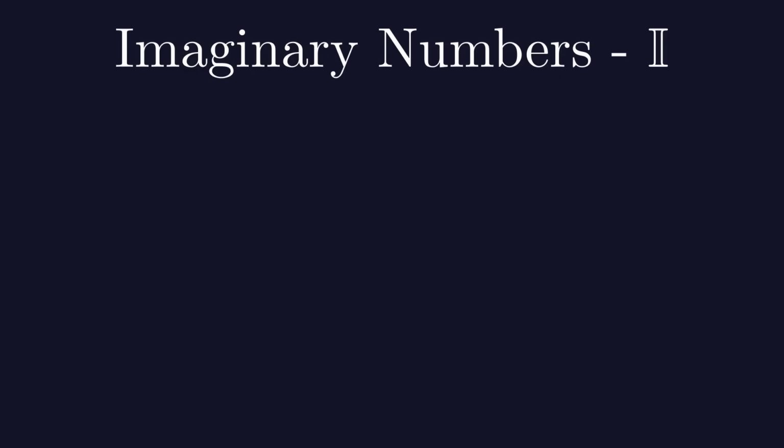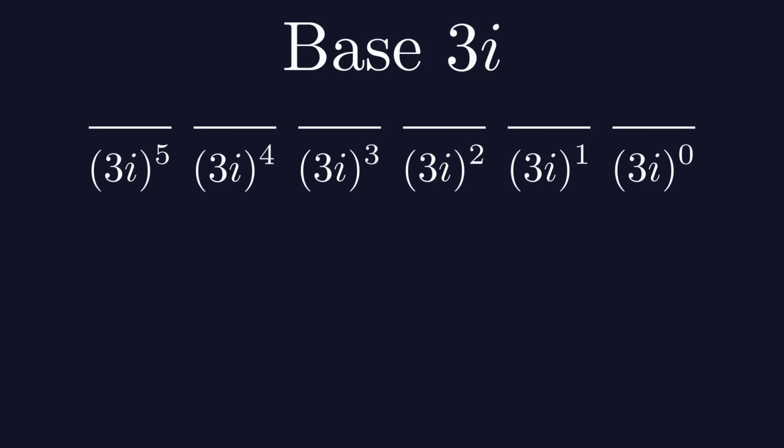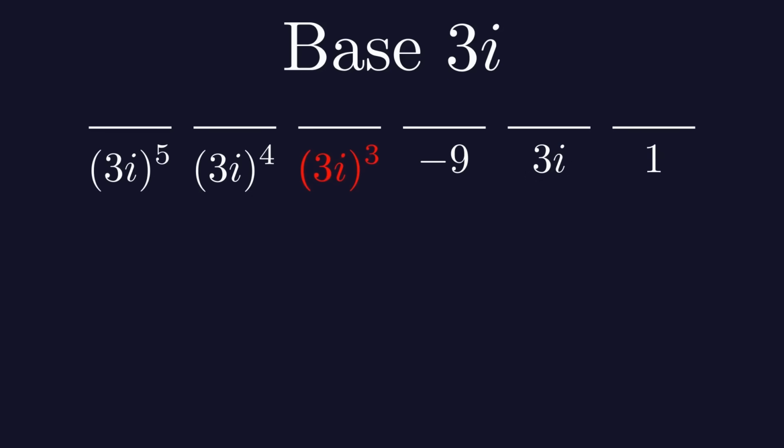Outside the real numbers, we have imaginary numbers. Imaginary numbers are real numbers multiplied by the imaginary unit i, which is equal to the square root of -1. We can create number bases using imaginary numbers, and they can even express both real and imaginary numbers. For example, base 3i. In this base, digits represent different powers of 3i. 3i to the power of 0 is equal to 1. 3i to the power of 1 is equal to 3i. 3i to the power of 2 is equal to -9. 3i to the power of 3 is equal to -27i, and so on.